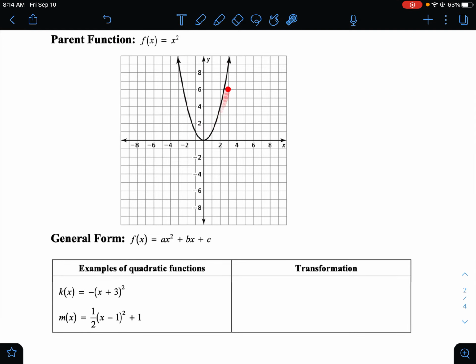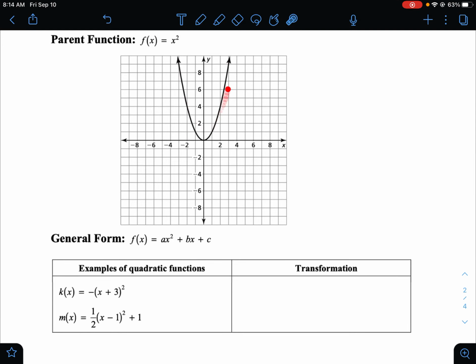So I'm going to go up 4, my vertex. Actually, I'm going to do my parent function first. My parent function starts at 0, 0, and it will go through the points 1, 1 in both directions. But then from there, it just curves up. Instead of going straight diagonal, it does do a curve.